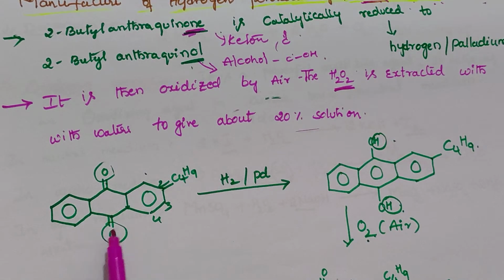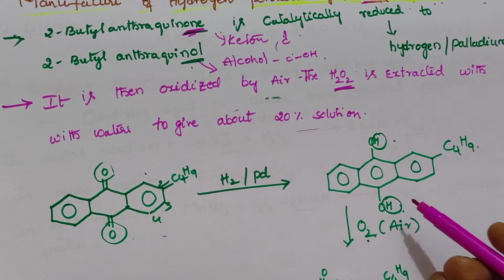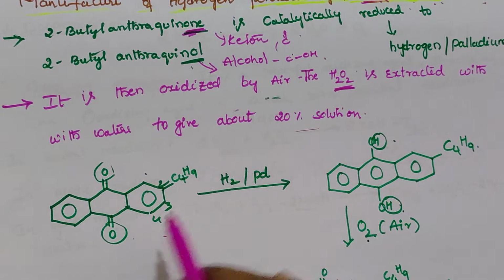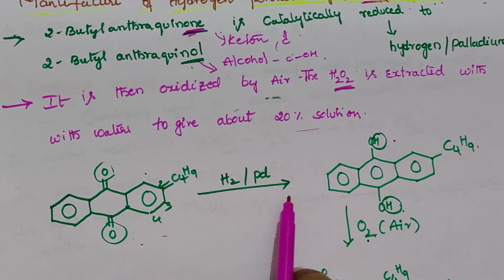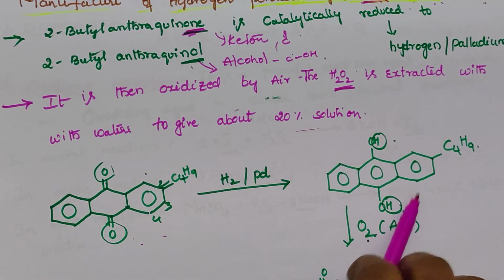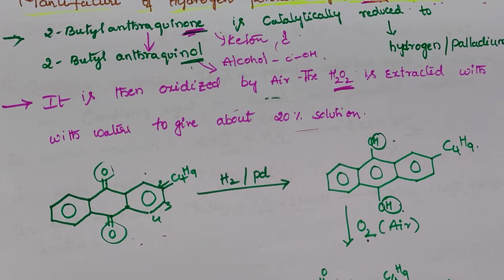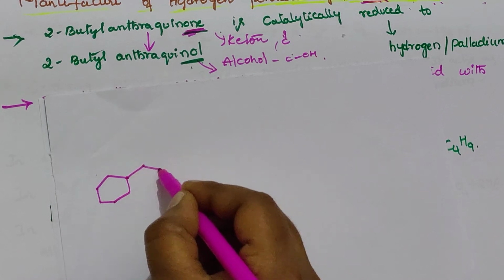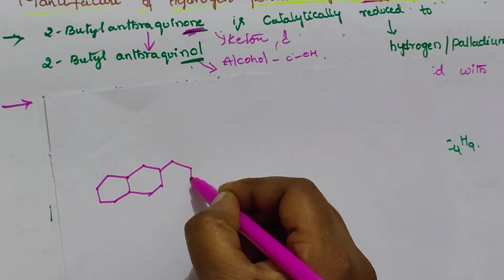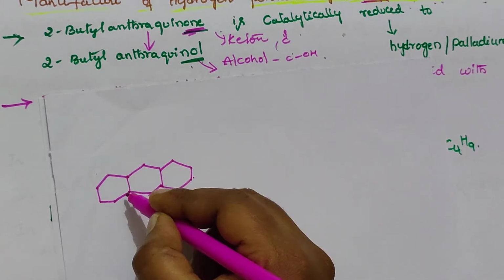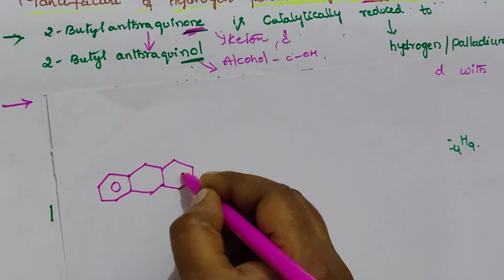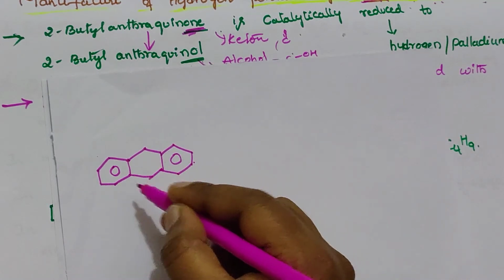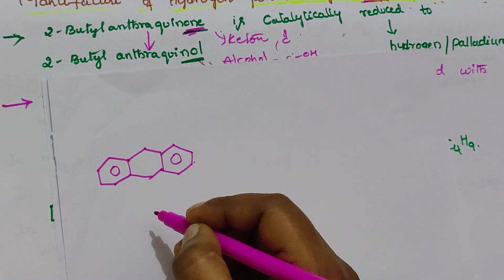This is the 2-butyl anthraquinone structure. How is it formed? What steps are taken? The anthracene structure is a structure containing 3 benzene rings fused together, and it is called anthracene.